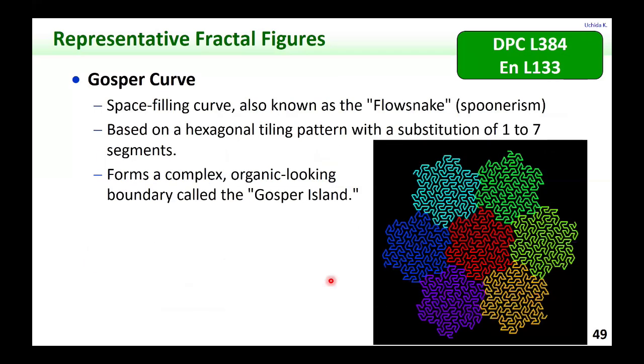so this is a more complex space filling curve, which is called Gosper curve. Space filling curve, also known as the flow snake. Yeah, flow snake is a spoonerism. Do you know what spoonerism is?